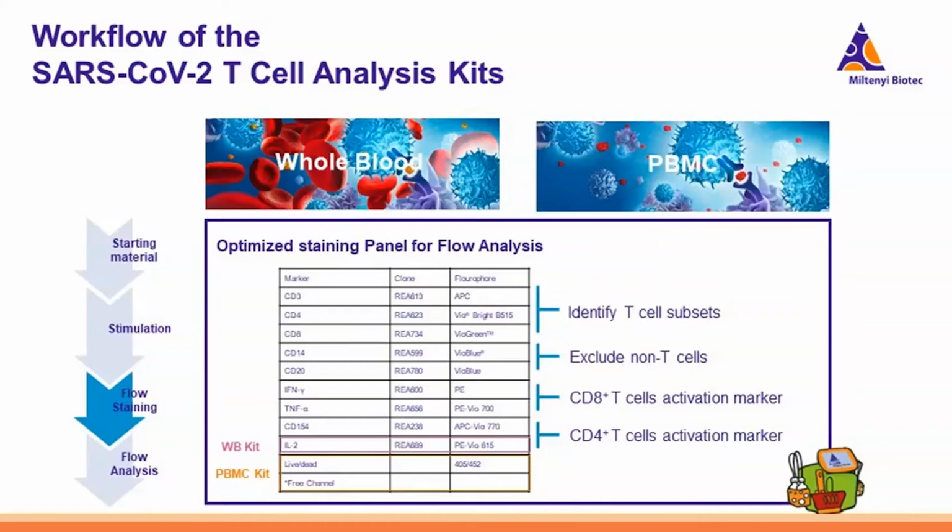So the PBMC kit has a free channel instead of IL-2 to allow the addition of a specificity of choice. And in addition, the PBMC kit variants also include a viability marker. So after staining, the T cells can then be analyzed using a standard flow cytometer, like for example, the MACSQuant Analyzer.